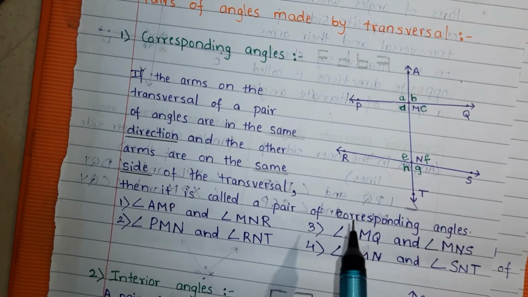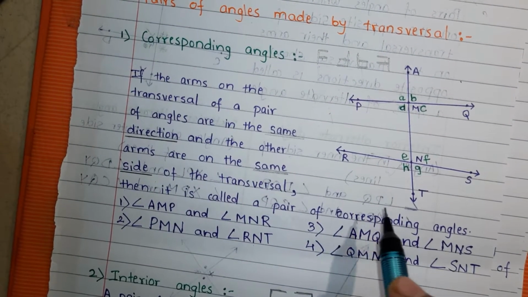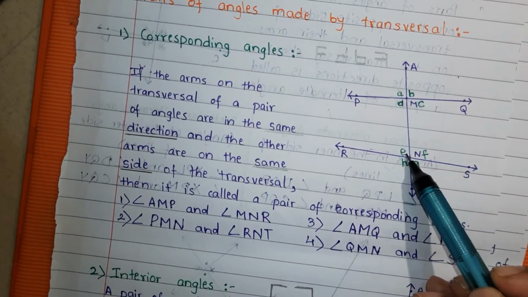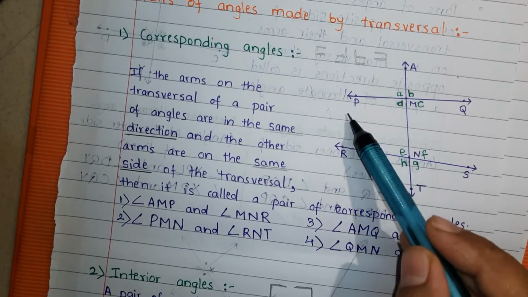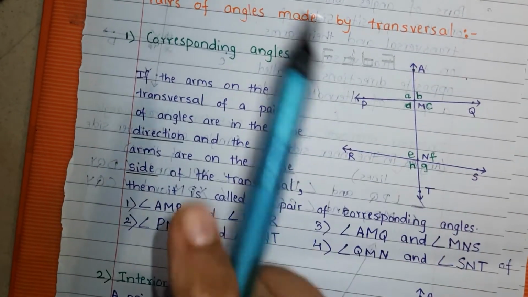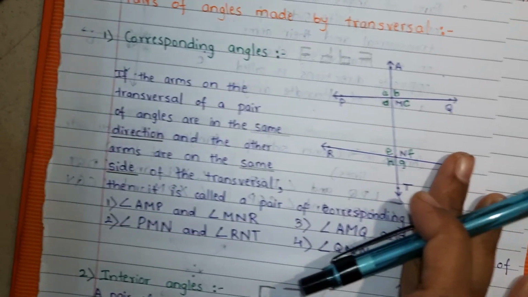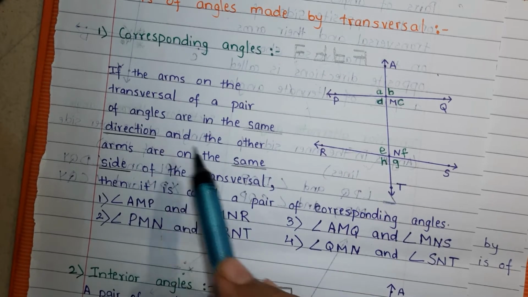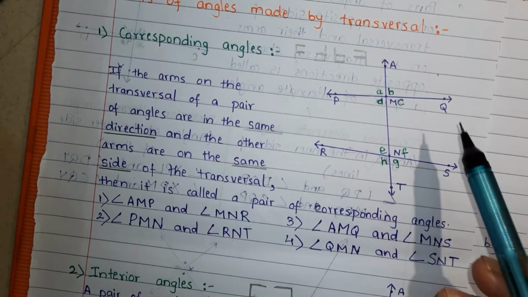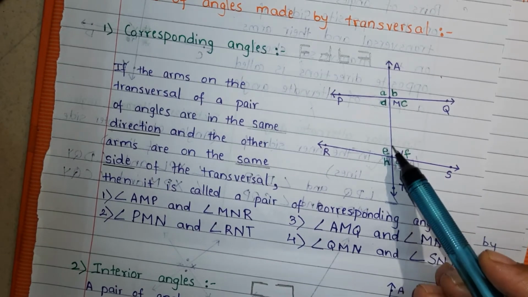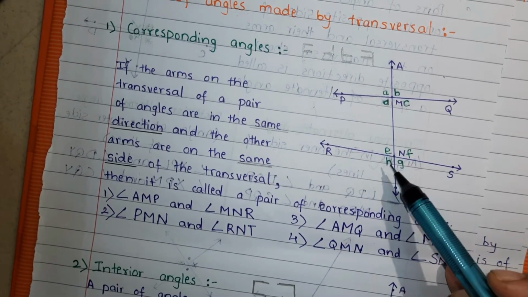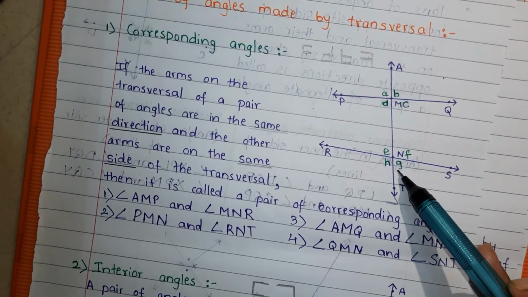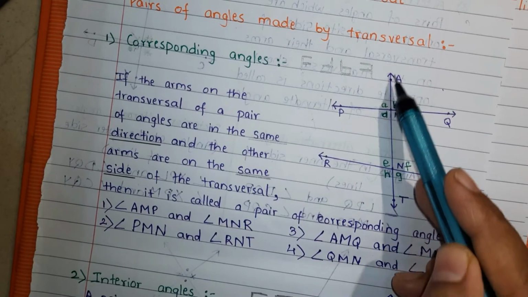Then we have studied the three pairs of angles formed by the transversal and two lines. So in total, 8 angles are formed by a transversal and two given lines. First one is the corresponding pair of angles. What do you have to remember? Same direction and same side. So the first examples are A and E, then D and H, then B and F, and C and G. Same side and same direction.